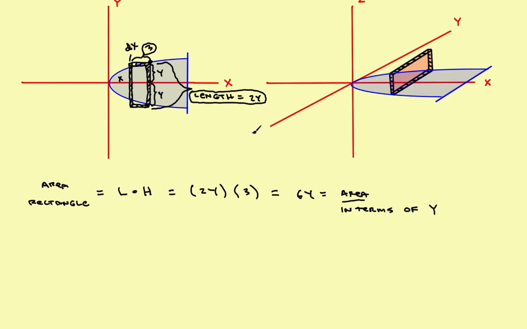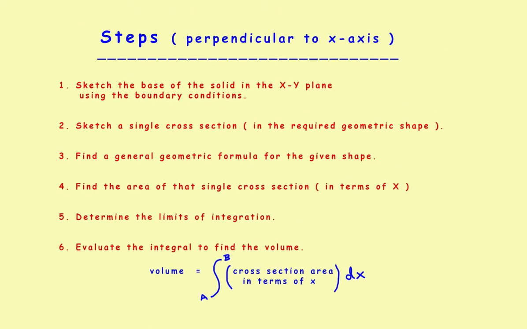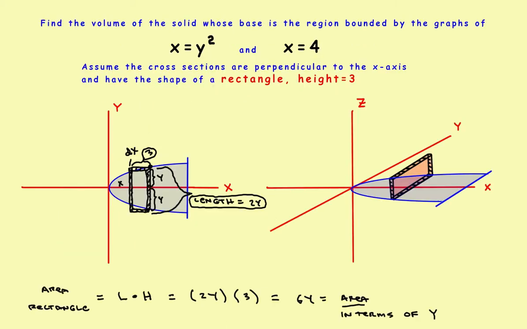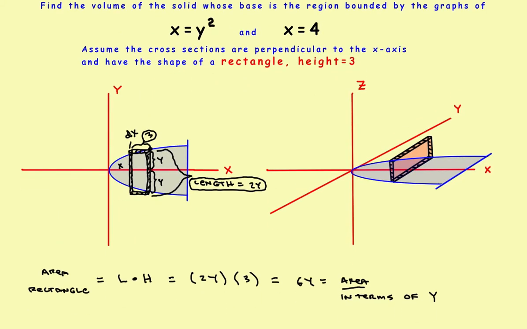So I found the area of that cross-section, but I've got it in terms of y. Let's go back to our steps again. The problem is this: when you evaluate the integral with respect to x, all the terms in the integral have to be in terms of x. So your next job is to change this area from an area in terms of y into an area in terms of x. Let's see how to do that. Right now, the area in terms of y is 6y.